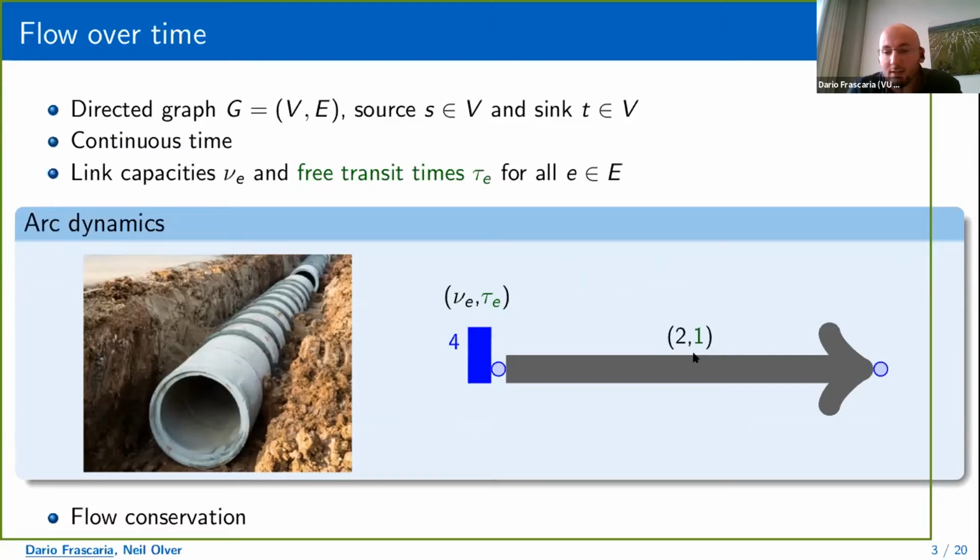Here I can show you an example of arc dynamics. In this example, the arc has capacity 2 and transit time 1. Suppose that for some period of time, we have an inflow of 4, which is bigger than capacity. What will happen is that a queue will build at the beginning of the arc. This queue will keep increasing as long as the inflow is bigger than capacity, and only once the inflow drops below the capacity, this queue will start depleting. Moreover, we also have a flow conservation constraint: the flow can be generated only at the source and not in the middle of the network.